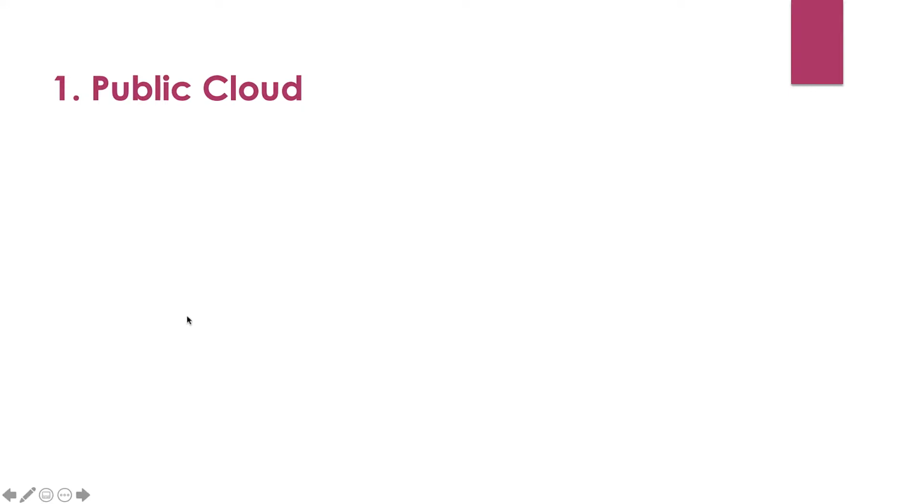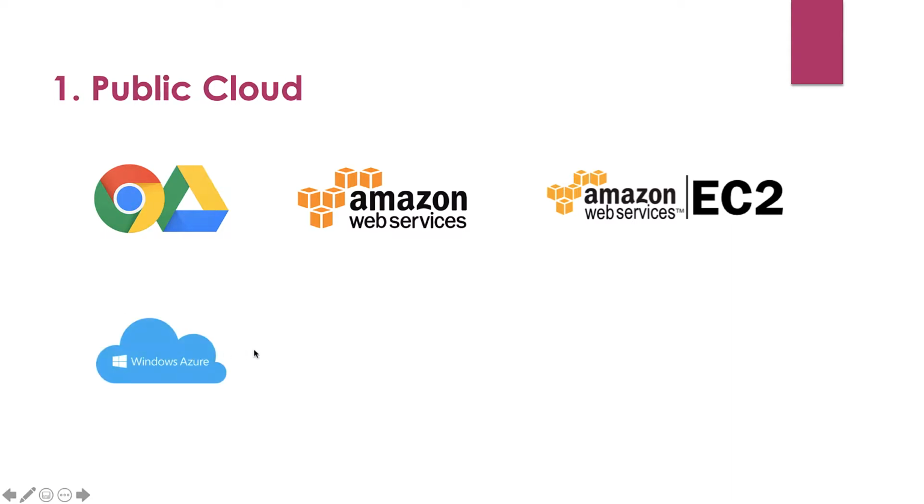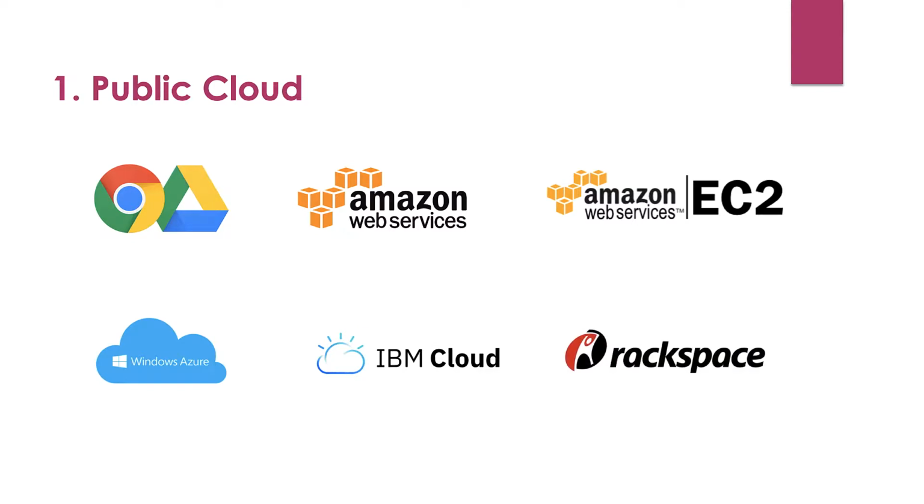For Google, we have Google Drive. For Amazon, Amazon Web Services. And one more is Elastic Compute Cloud, EC2, which means you can purchase or lease hardware or software infrastructure hosted on the cloud by the provider on an on-demand basis. Elastic means you can grow or shrink your usage and pay for what you have used. For Microsoft, Windows Azure. For IBM, IBM SmartCloud. And for Rackspace, we have Rackspace Cloud, etc. These are some of the public cloud providers.